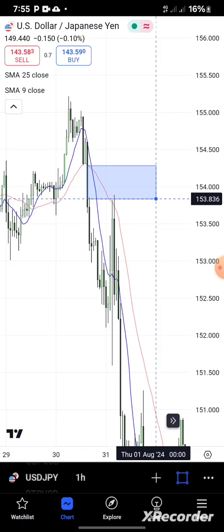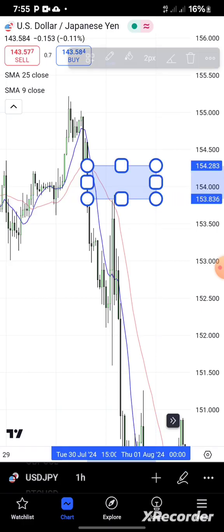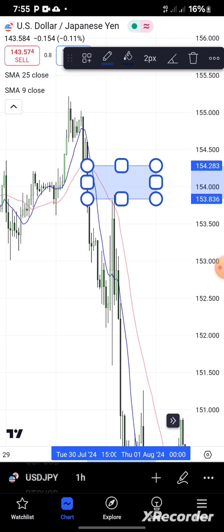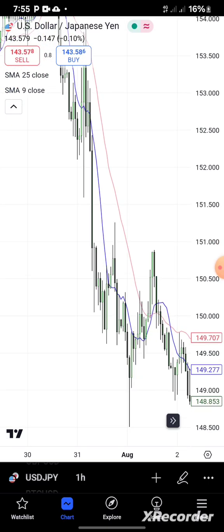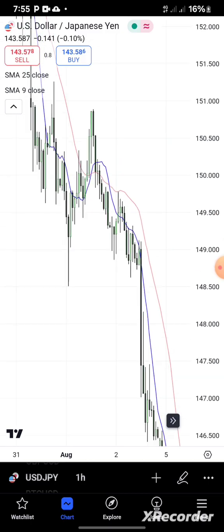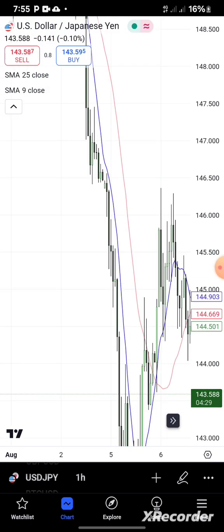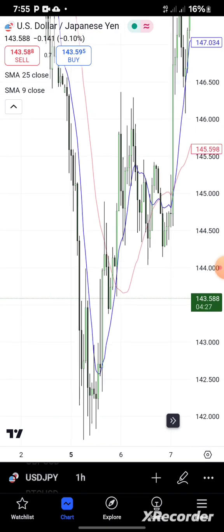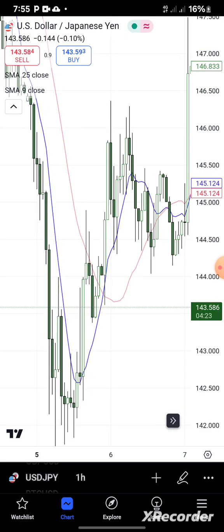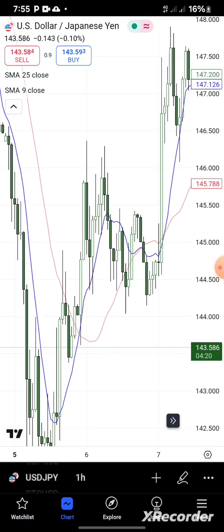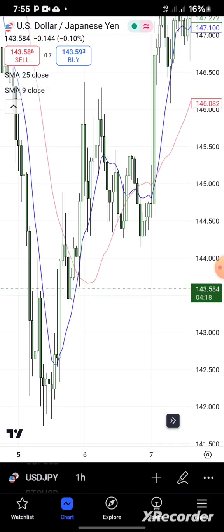You can also mark a supply zone as a fair value gap. It doesn't matter, as long as it is near this consolidation, it is likely to react. Here is another supply zone. We are looking for a demand zone. As you can see, guys, let's look for this demand zone.